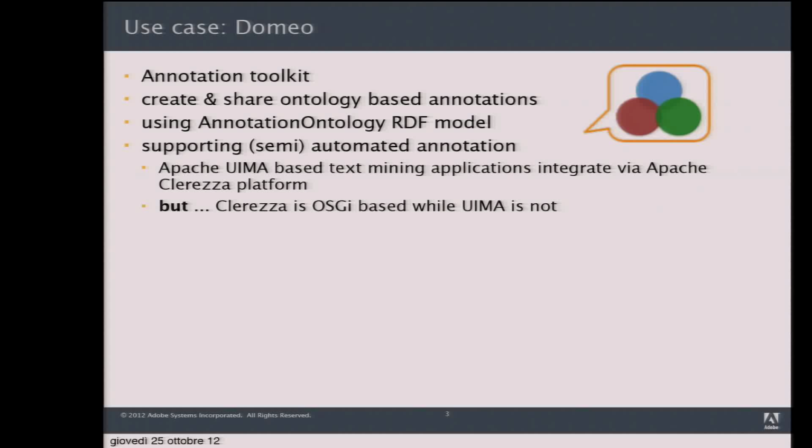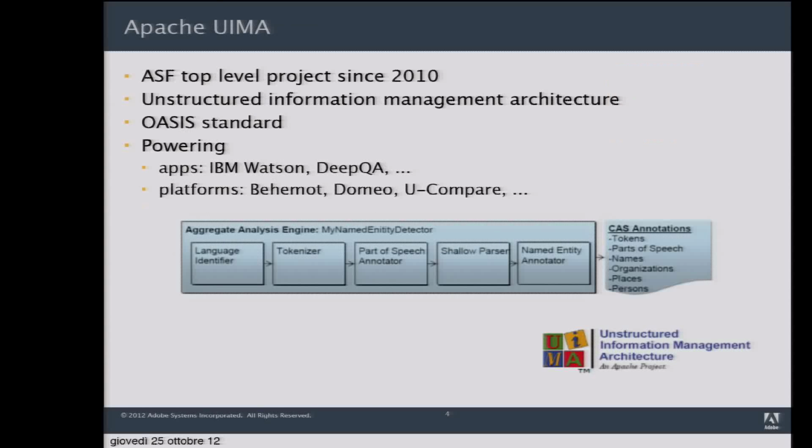What we focus on is that we're going to deal with it because this uses Apache UIMA for the text mining stuff, so the semi-automated analysis. But they need to integrate with these ontologies via RDF models, and so they chose this Clerezza platform, which is another Apache project. And so Clerezza is OSGI based, while UIMA is not. So that's our problem, and the use case that will drive this discussion.